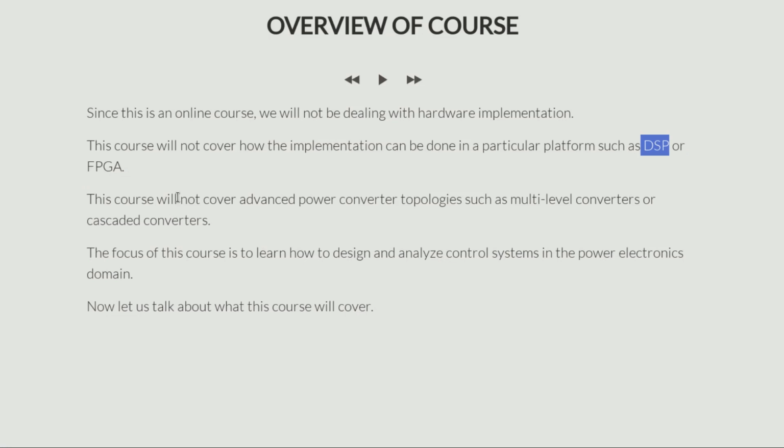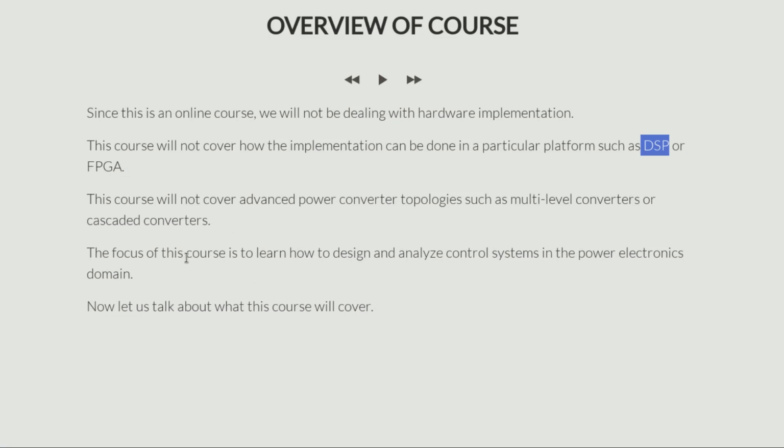Moreover, this course will not cover advanced power converter topologies like multi-level inverters, cascaded inverters and several others, right? We will consider a simple 2-level H-bridge converter as our converter topology, because the main objective, as I said before, is the control design and analysis using Python. That is the main objective. The objective is not to look into advanced power converter topologies or talk about space vector modulation or advanced sine triangle modulation strategies. That is not going to be covered in this course.